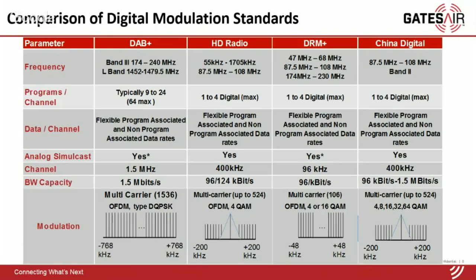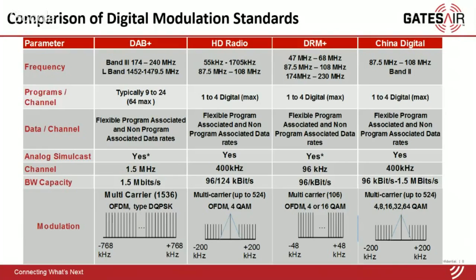You compare that to HD radio, DRM Plus, and China Digital, which are kind of similar in what we call the hybrid or IBOC system. Typically, these are 1 to 4 digital audio channels.